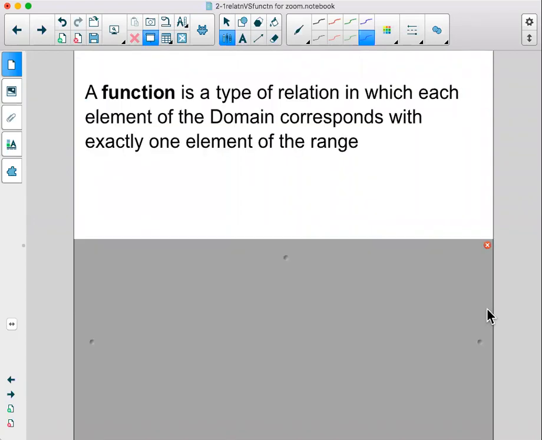Now, a function is a type of relation, but it's a type of relation in which every element in the domain corresponds with exactly one element in the range. So every element in the domain has only one corresponding partner in the range. Now, the range could have many partners in the domain. It's just the domain we're specific about. The domain has to have each member only have one partner in the range in order for it to be a special type of relation called a function.